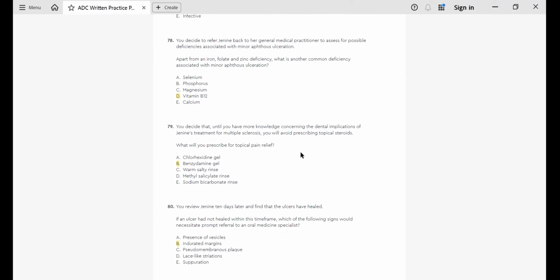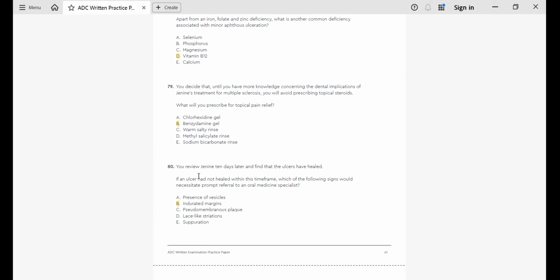Benzodiazepine gel for topical pain relief. What is a concern for you to send the patient to a specialist? If there are indurated margins, right?